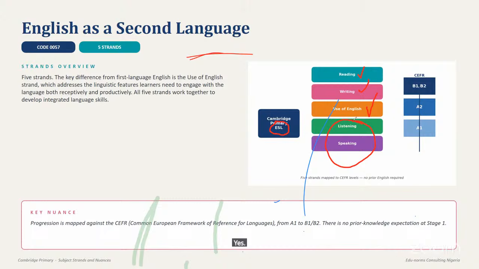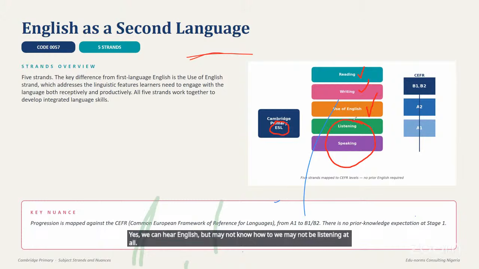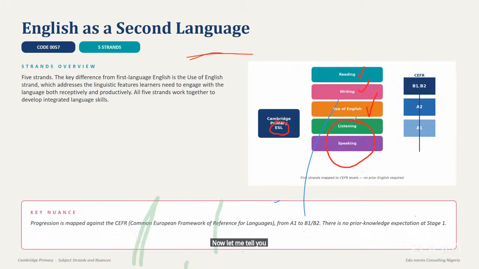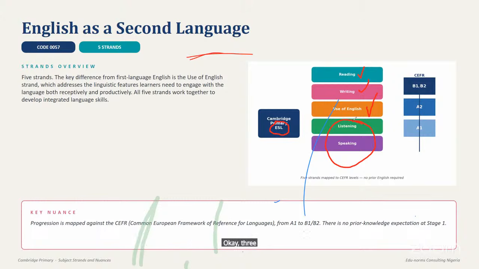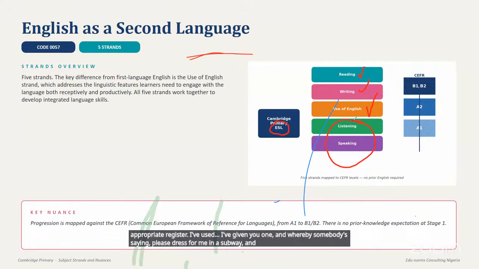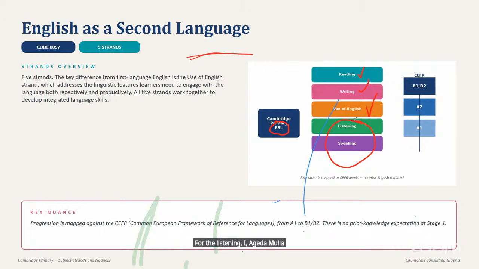Yes, we can hear English, but we may not know how to understand. We may not be listening at all. Somebody can be hearing without listening. Now let me tell you the difference between the two. Me, Adedamola, I'm speaking English now, right? But possibly I'm speaking English wrongly. Why? One, my intonation. Two, pronunciation. Three, appropriate register. I've given you one whereby somebody says, please dress for me in a subway, and he was arrested.